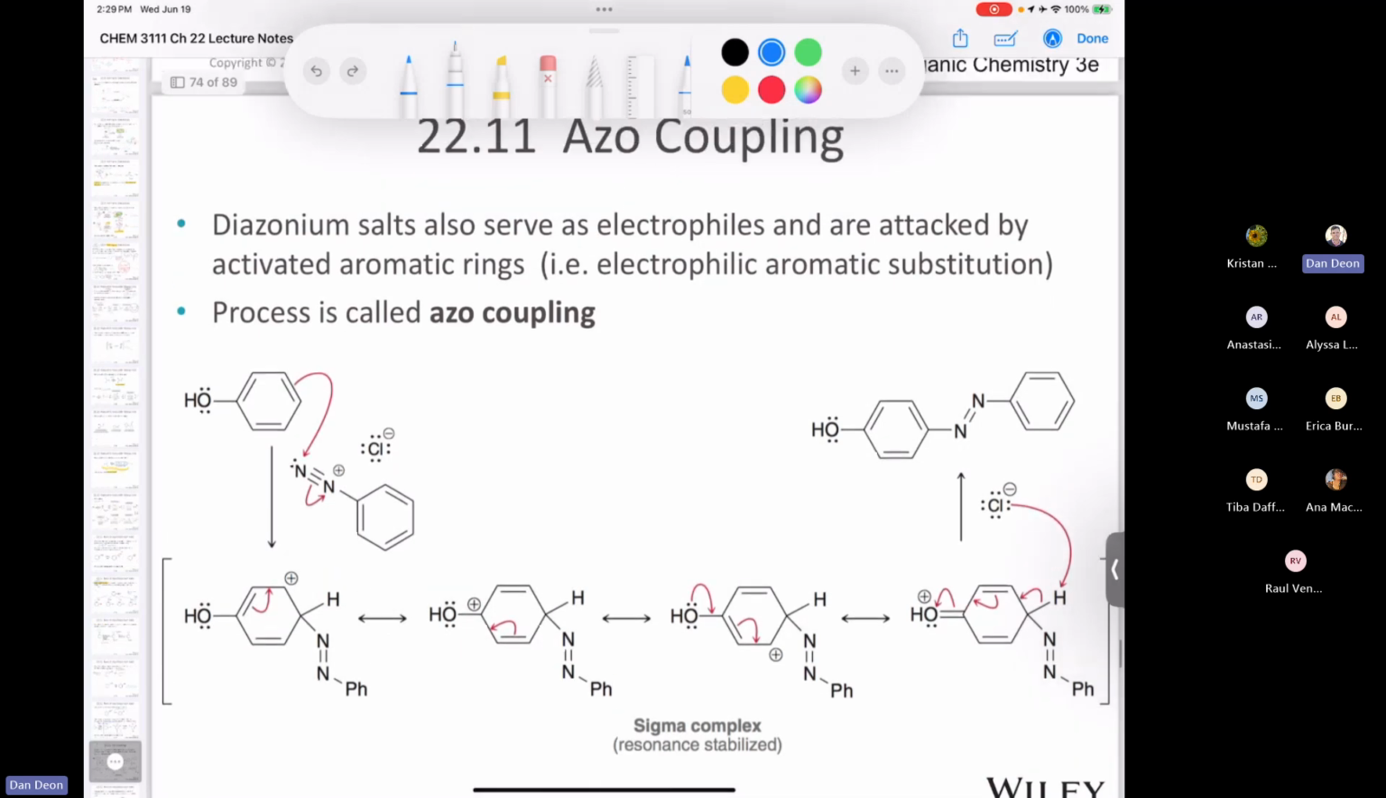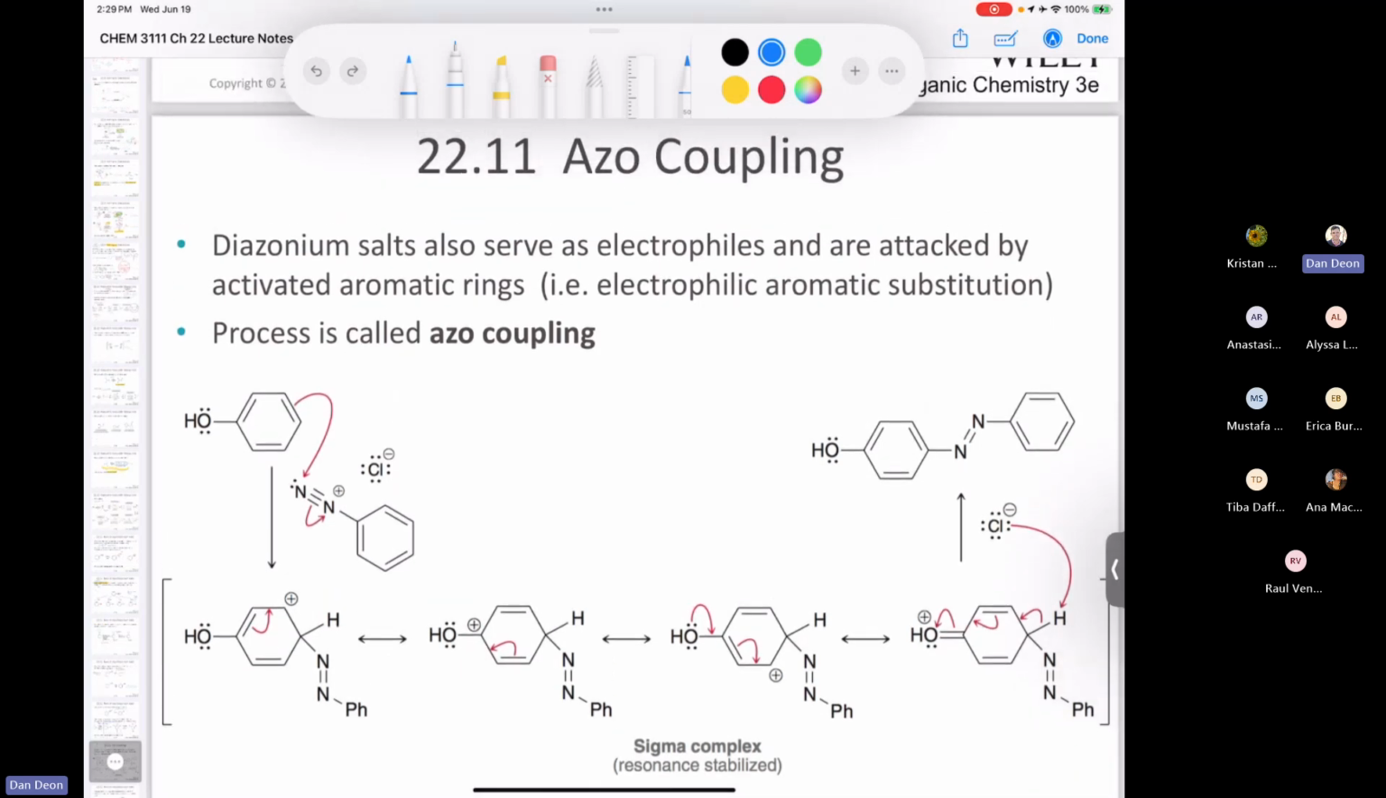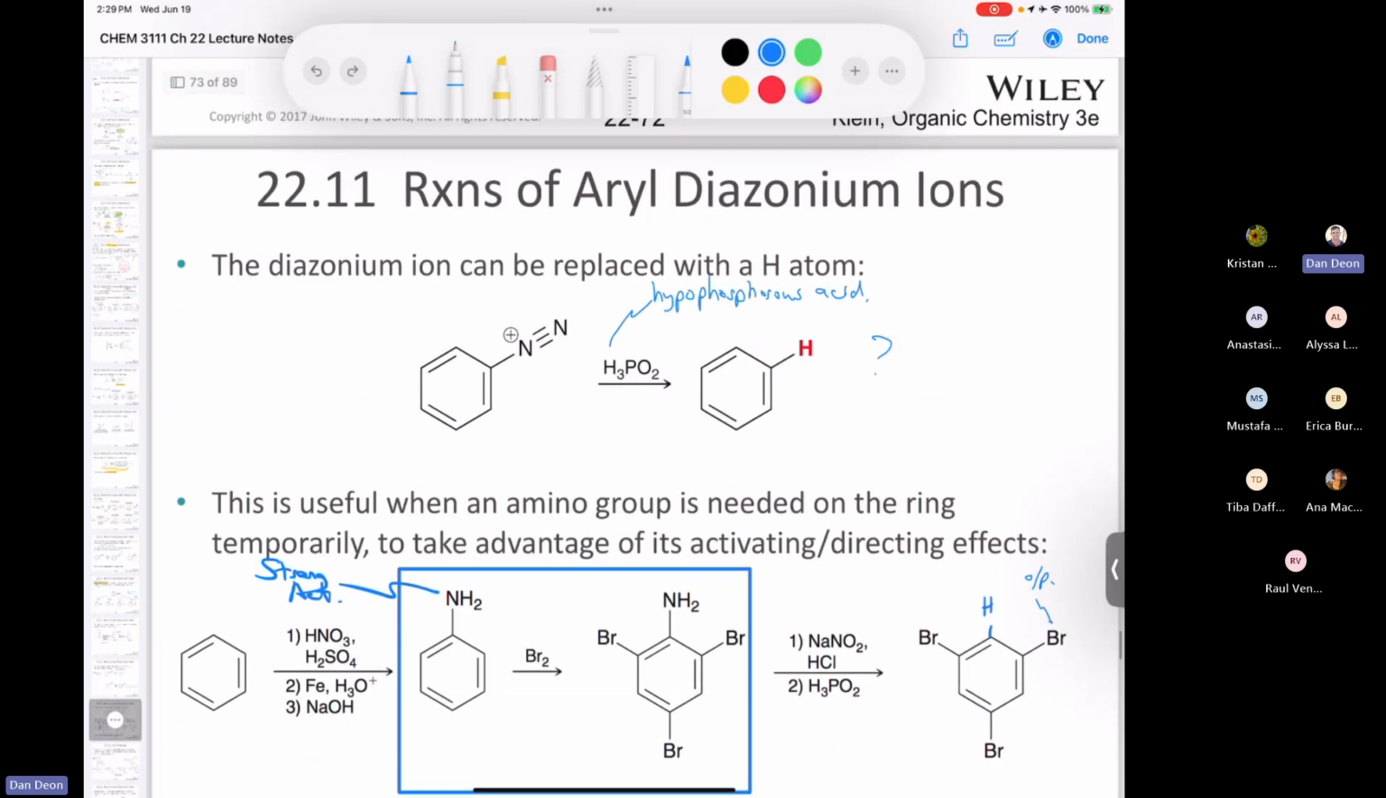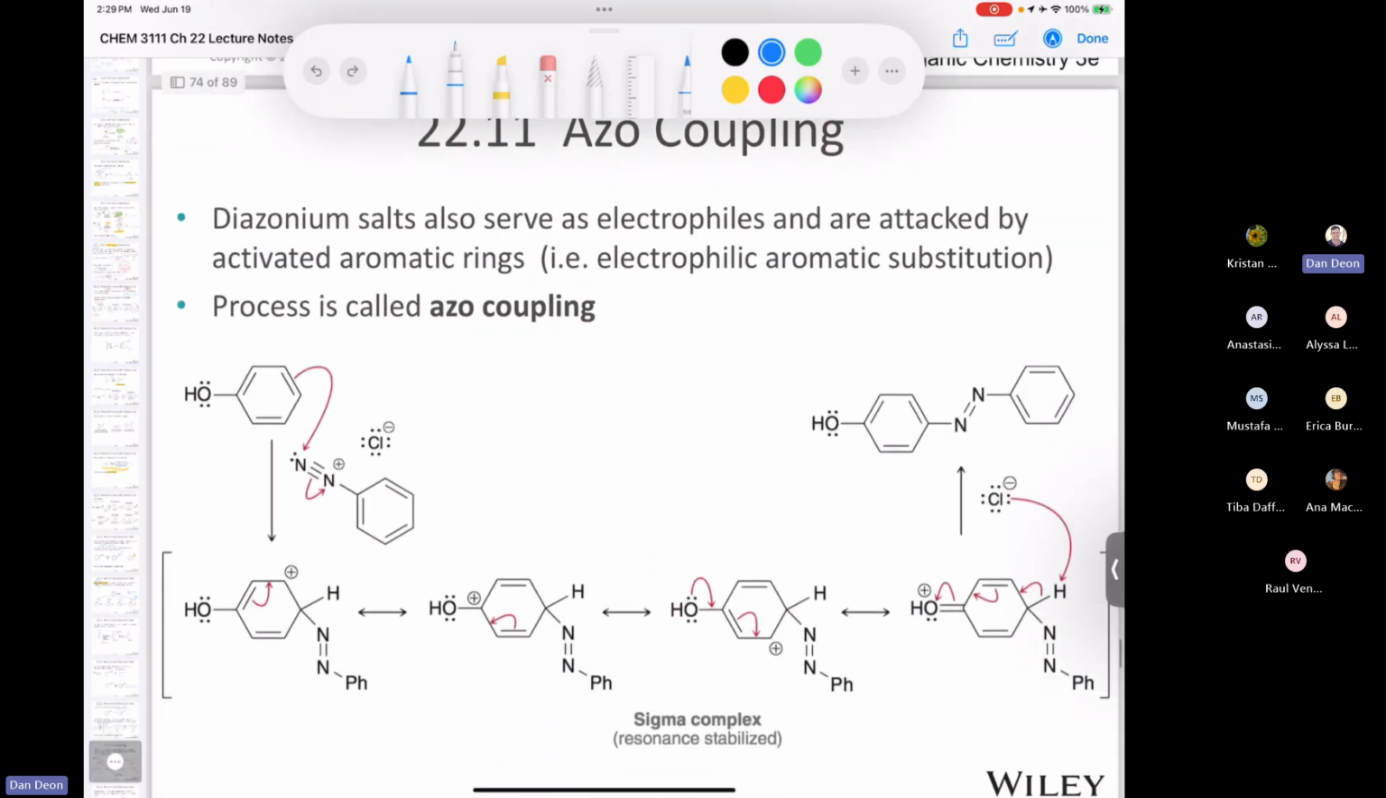So now that brings us to the very last reaction in the whole chapter, okay? I don't think there's another one after this. Nope, I think this is the last one. And this is what we call azo coupling, okay? So it's a logical conclusion to section 22.11, because you already know what an aryl diazonium ion is, okay? So it shows you another use of an aryl diazonium.